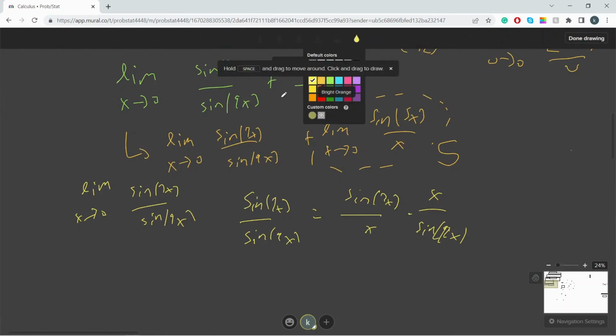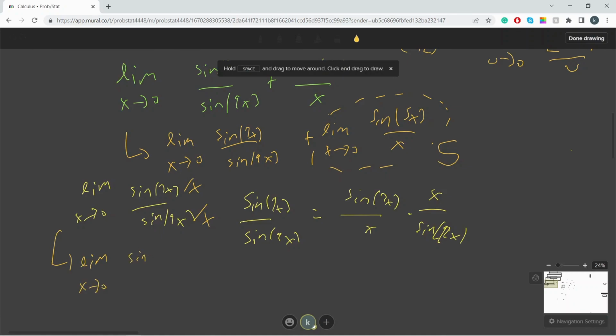I'll use orange here. So we're going to divide both the numerator and denominator by x. This is going to be the limit as x approaches 0 of sine of 7x over x, over sine of 9x over x. And now we can use the quotient property and break up this fraction into its individual components.